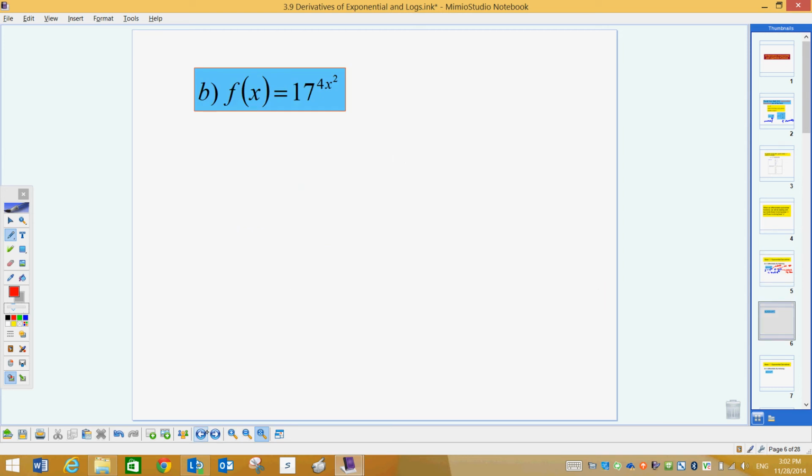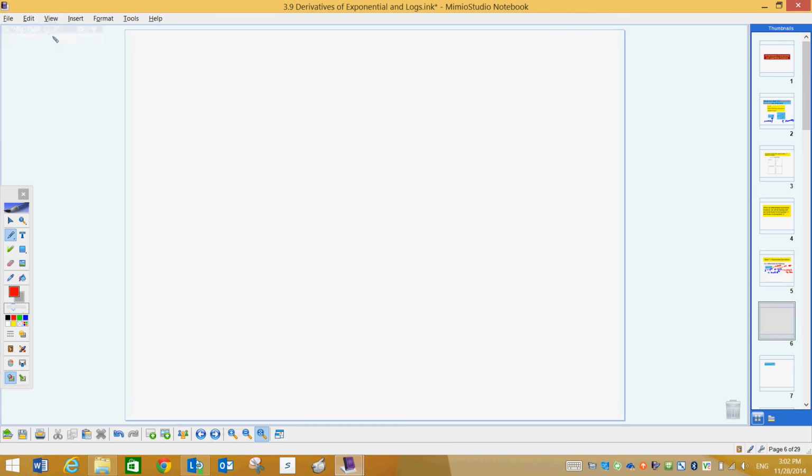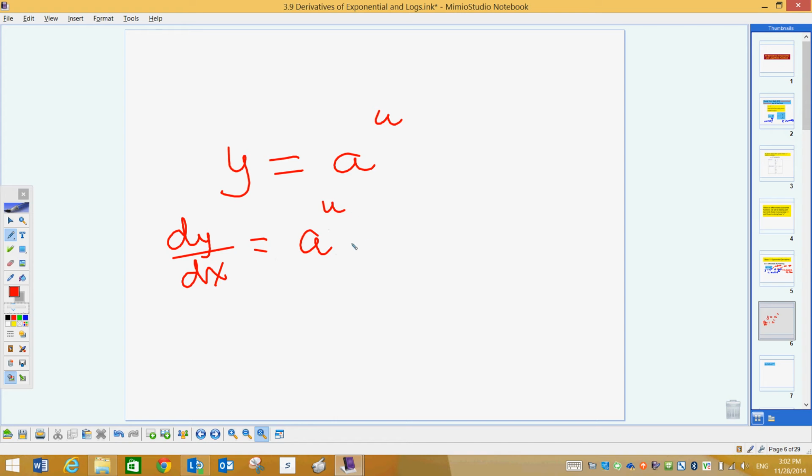So in general, let's write ourselves the general definition before we get to our next example. If we have y equals a raised to the u, and we want to find dy/dx, which is the derivative of y with respect to x, the three-step process would be it's itself, which is a to the u, times the derivative of u with respect to x, times the natural log of the base, which in this case would be a.